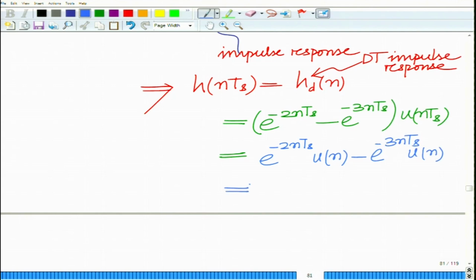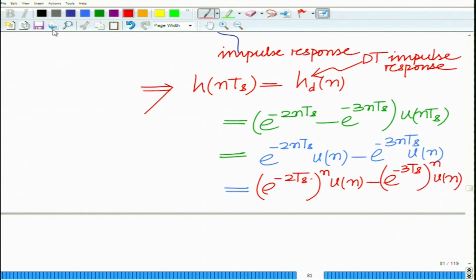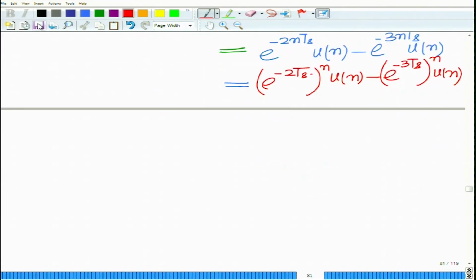So, you can write this as e raised to minus 2Ts, so a raised to n u(n), or a1 raised to n u(n), minus e raised to minus 3Ts raised to n, a2 raised to the power of n u(n). Okay. And therefore, we have sampled the impulse response of the continuous time system and derived the corresponding discrete time impulse response. Now, we can derive the DTFT of this system.